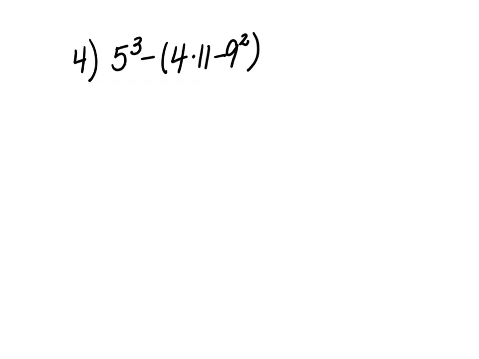And our last problem, number 4. This is 5 to the third power, or sometimes we'll just say 5 cubed, minus 4 times 11 minus 9 squared. So the first thing I'm going to do is I'm just going to work within this grouping symbol. So in this grouping symbol, I have an exponent. So first I need to take care of that 9 squared. It's not negative 9 squared, it's just 9 squared, because that negative is not in parentheses, so it's not going to get squared. So 9 squared is 81, and now I'm just going to bring down the rest of my problem.